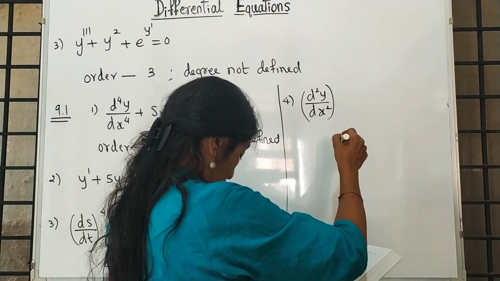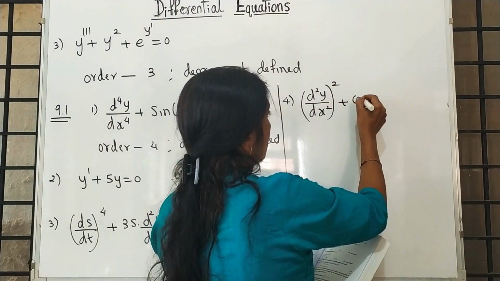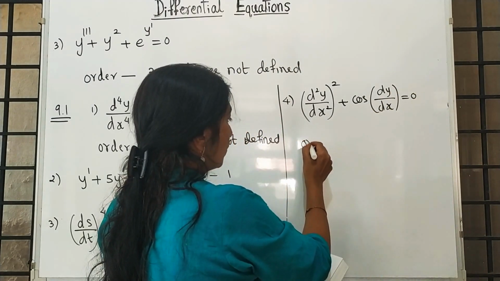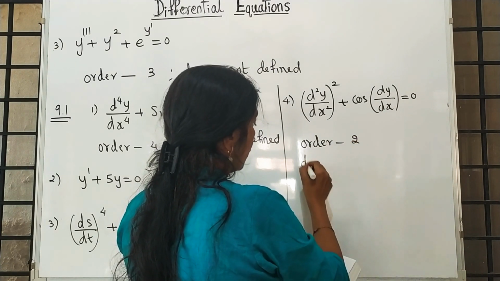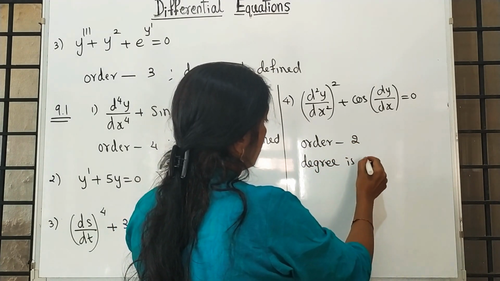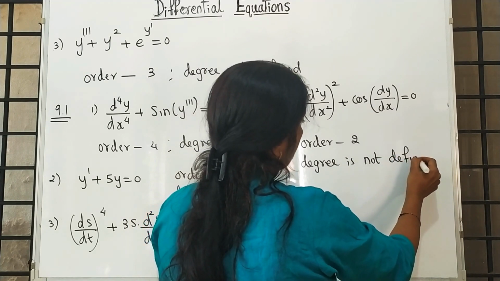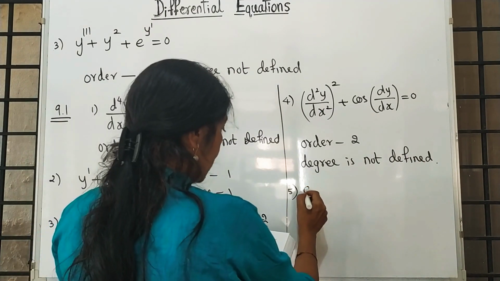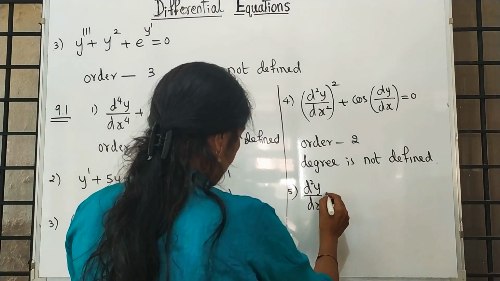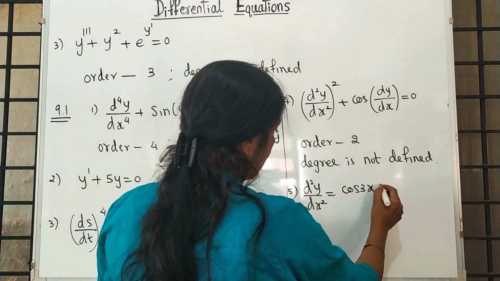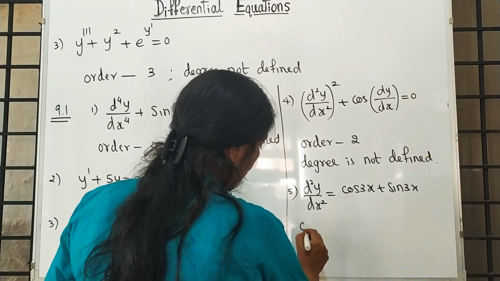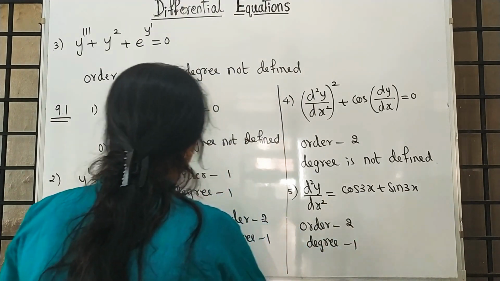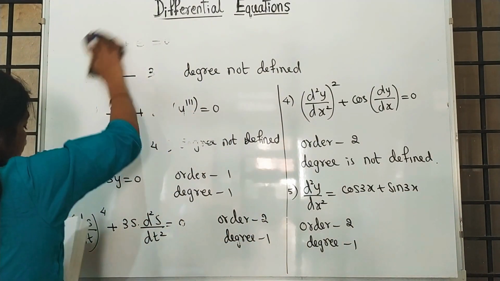Next, fourth one. d square y upon dx square whole square plus cos dy upon dx is equal to 0. Here what is the order? Order is 2. Degree is not defined. Why? Because cos is depending on dy upon dx. Fifth one, d square y upon dx square is equal to cos 3x plus sin 3x. See, what is the order? Order 2, degree 1. Its power is 1. Moving to the next question, question number 6.